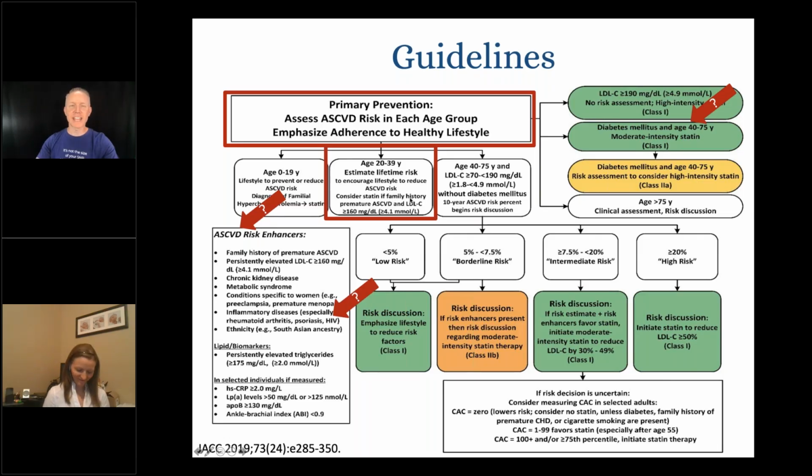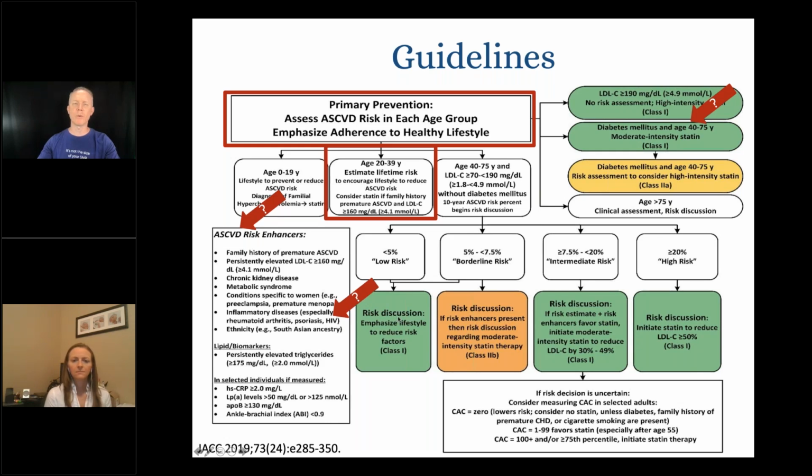So consider statin if family history they have premature, or if the LDL is greater than 160. And I think his LDL was greater than 160. So, you know, then you've got to have that conversation where you're walking a little bit into the gray zone, and you've got an enhancer risk.